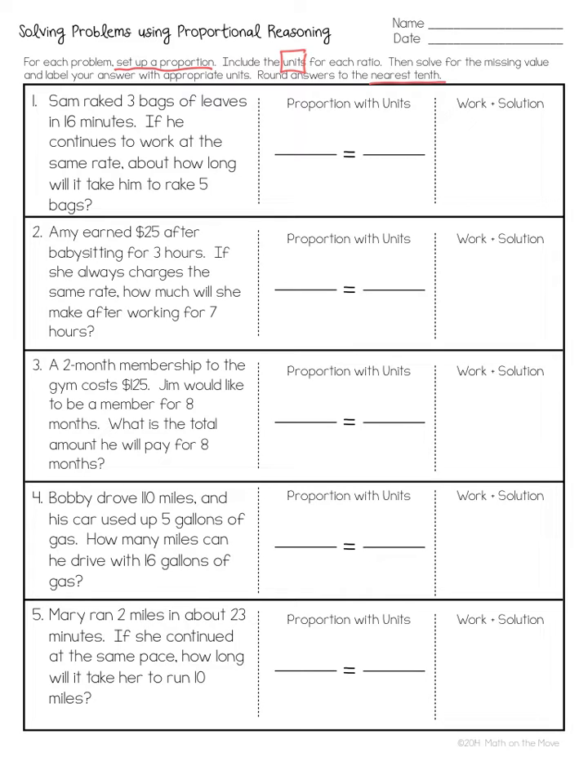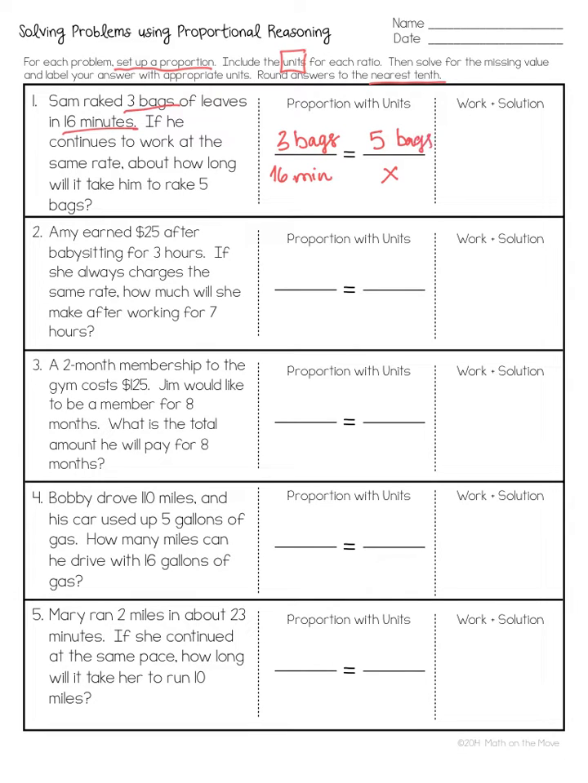Let's start. Sam raked 3 bags of leaves in 16 minutes. If he continued to work at the same rate, how long will it take for him to rake 5 bags? So I will have my first ratio: raked 3 bags in 16 minutes. 3 bags, make sure you have your unit, for 16 minutes. And then they're asking how long, meaning they're looking for the minutes he needs for 5 bags.